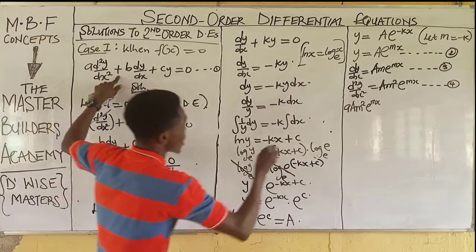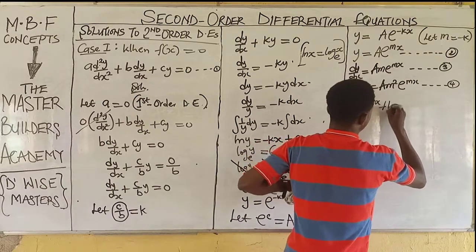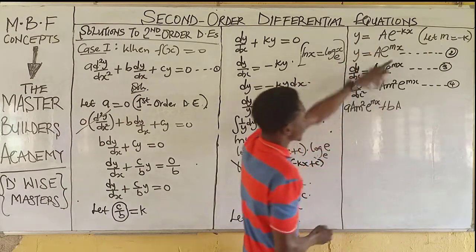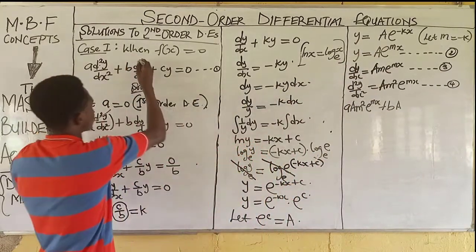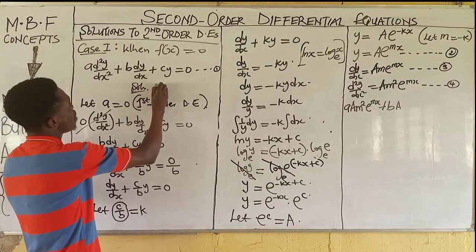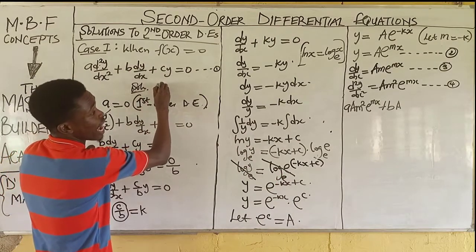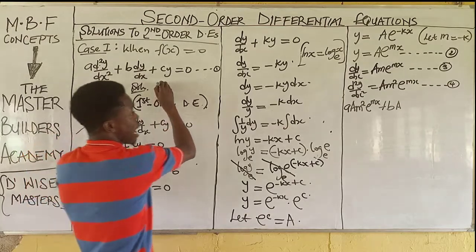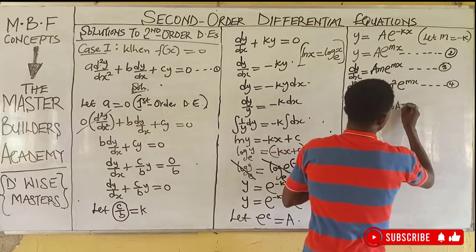We are done with this. Therefore, the second term, we are going to have b multiplied by A m. Now, understand that dy over dx is what we are replacing here, and dy over dx is A m e exponent mx. So here we come. We have this.